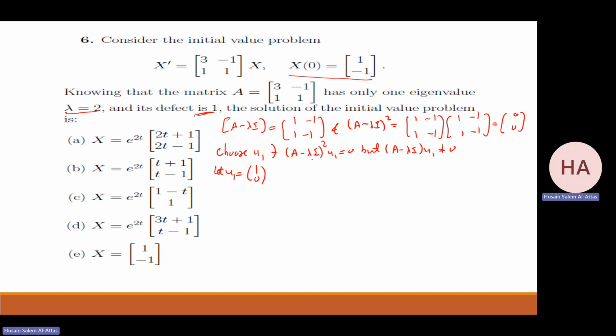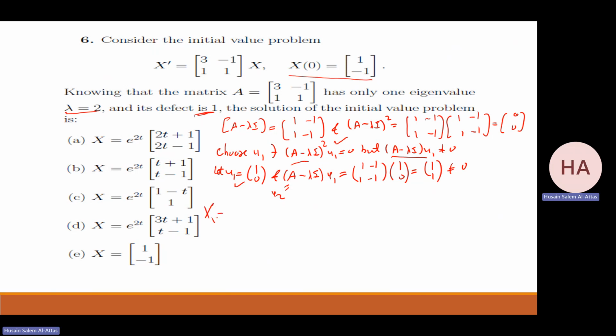This is 0, 0, so this is always correct. Actually, I needed to find U2, so let me do it. 1 minus 1, 1 minus 1 times 1, 0. I'm getting 1, 1. So not 0. So my U1 is a good choice, and I got U2. This is my U2.